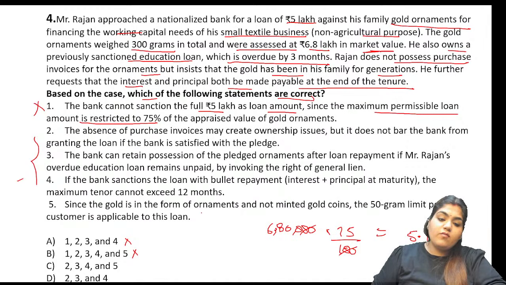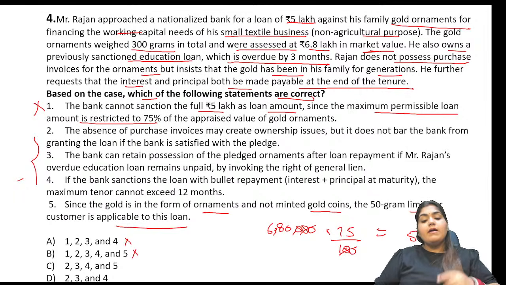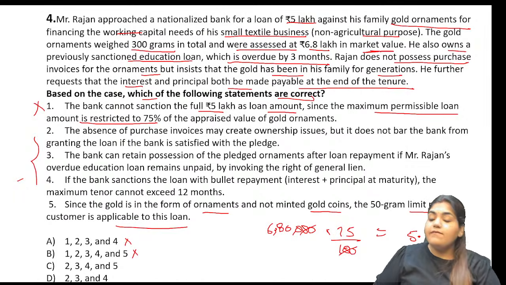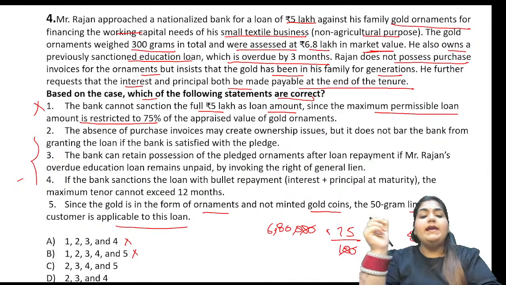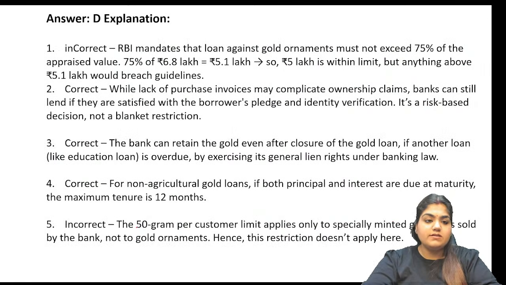Since the gold is in the form of ornaments and not in minted coin, the 50 gram limit is applicable. No, it is not. Statement number 5 is incorrect. The 50 gram limit is for the minted coin, not for the ornaments. And we do not take the melted form of the gold. Statement number 2, 3, 4 are correct. D is the correct answer.